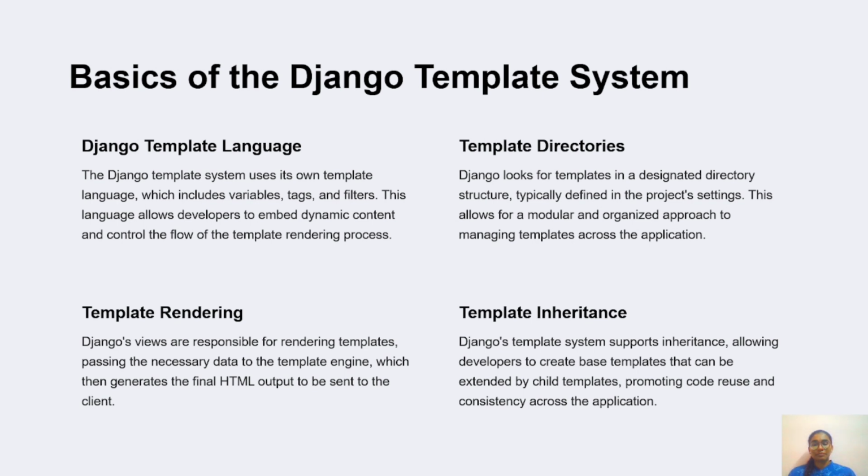Template rendering. Django views are responsible for rendering templates, passing the necessary data to the template engine, which then generates the final HTML output to be sent to the client. The next one is template inheritance. The Django template system supports inheritance, allowing developers to create a base template that can be extended by child templates, promoting code reuse and consistency across the application.